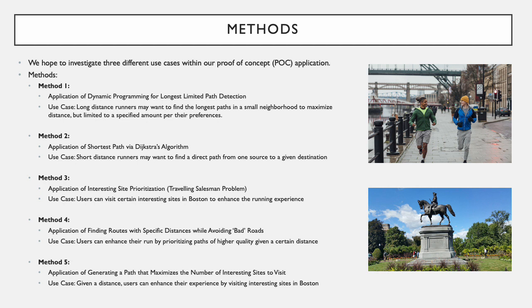With that in mind, think of roads with a little more traffic or not as much running space, if you will. And finally, method 5 concerns the application of generating a path that maximizes the number of interesting sites to visit. The particular use case we address here is that, given a particular distance, users can enhance their experience by visiting very specific sites in the Boston area.